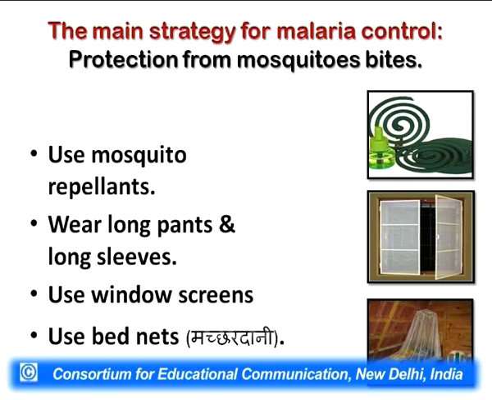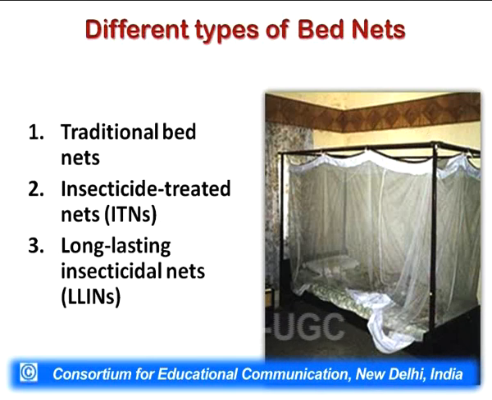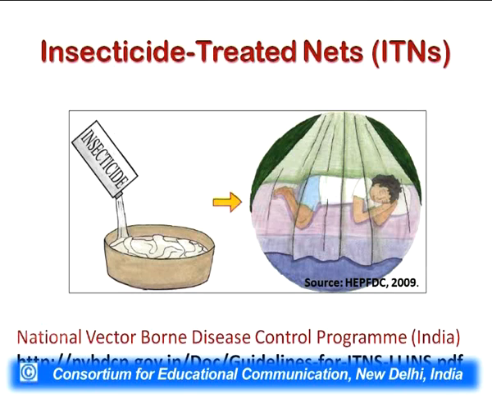The fourth major strategy, which is being actively followed in rural and suburban areas, is the use of bed nets, which we generally call machardanis. All these strategies are major strategies for malaria control and protection from mosquito bites. Now the bed nets have been categorized into three major categories. The first one is the traditional bed nets, which we usually use throughout our normal days. These traditional bed nets are made of cotton or synthetic fibres such as polyester. The other form is the insecticide treated nets, called ITNs, and the third one is the long lasting insecticidal nets. Let's take up each of these bed nets one by one.